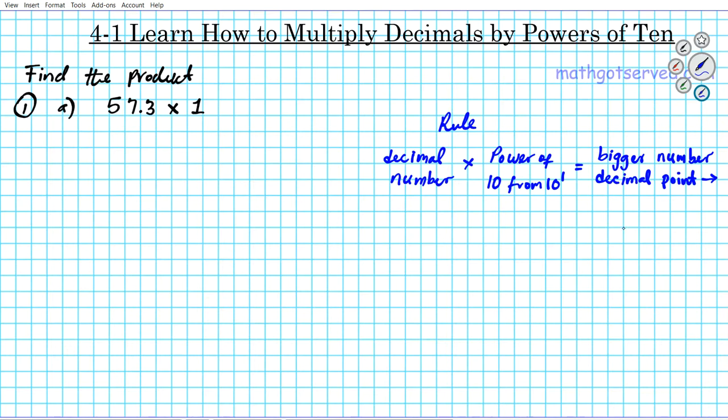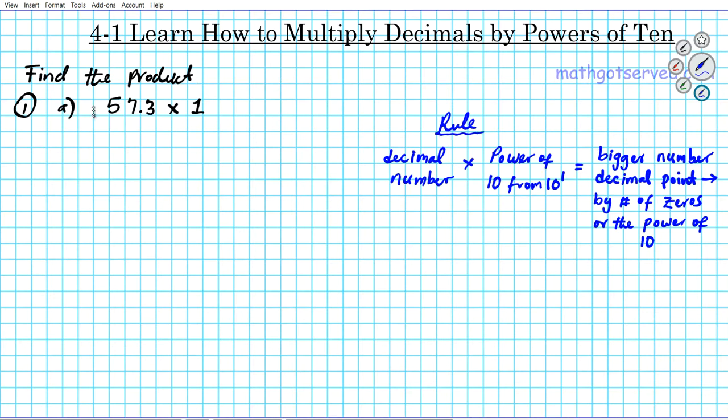So your decimal point is going to go to the right by the number of zeros, or the power of 10. So you either look at the exponent, the power of 10, or the number of zeros if it's in the expanded form. That will tell you how many places to move the decimal point to the right. So we're going to leave the rule here, and we'll be revisiting it as we work through the problems.